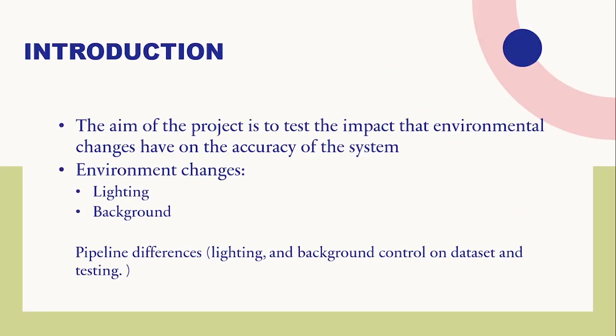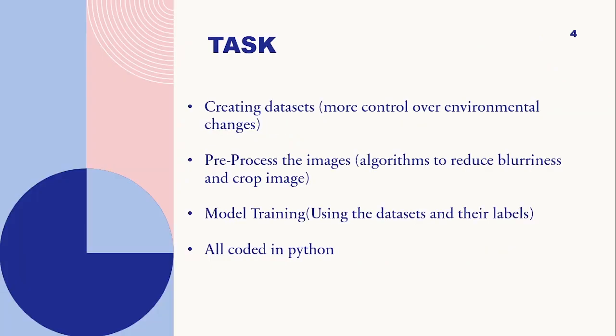The aim of the project is to test the impact that environmental changes have on the accuracy. The types of environmental changes that I have tried to change are the lighting and the background. With the two different pipelines, the differences would be the lighting and the background control of the data sets. The tasks to complete this project would be creating data sets. The reason for creating data sets is that we would be able to control the environment, like the lighting and the background.